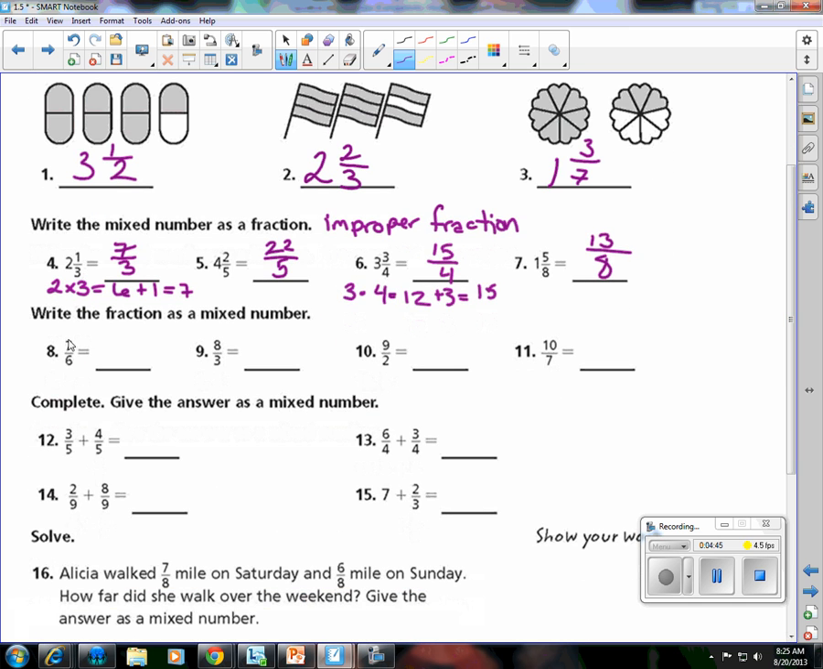How many 6s could I pull out of 7? Because 7 is larger than 6, so it's an improper fraction. I want to make it into a mixed number. Well, I can take 1 out. What's left over is 1, so that goes as my numerator, and 6 stays as my denominator.